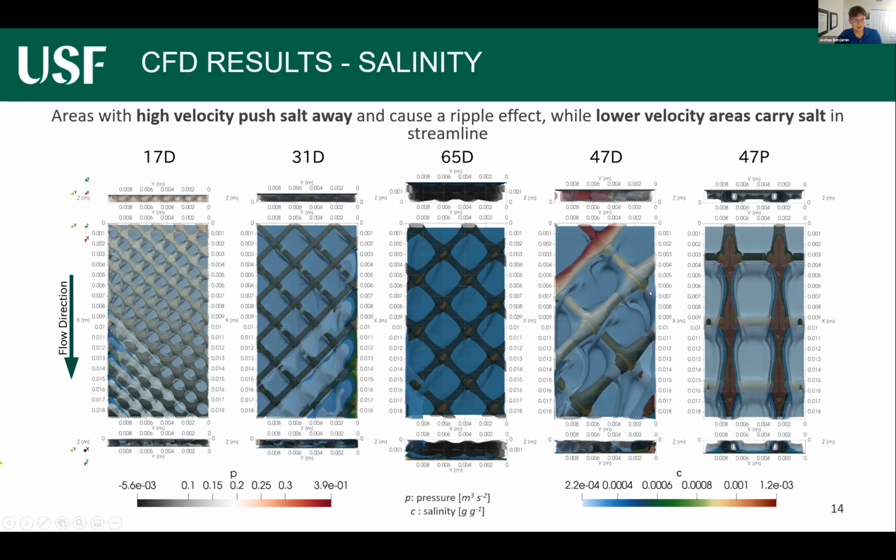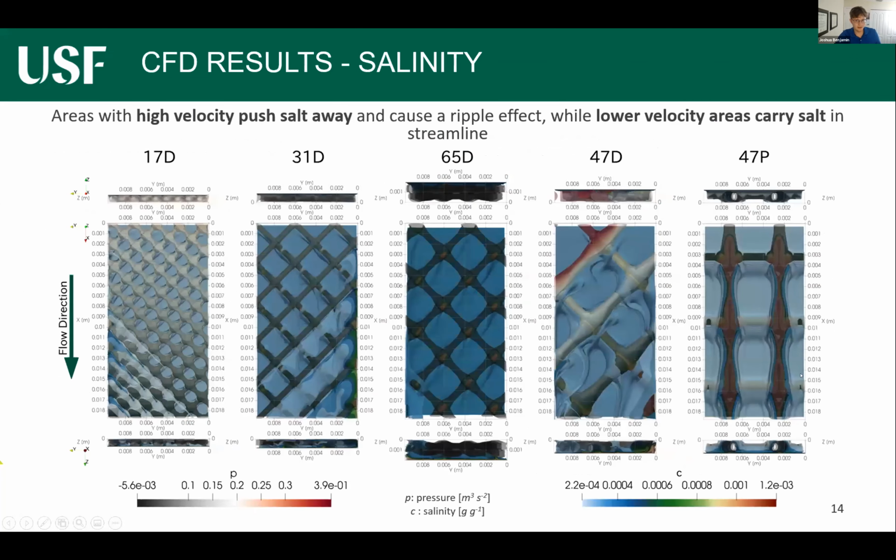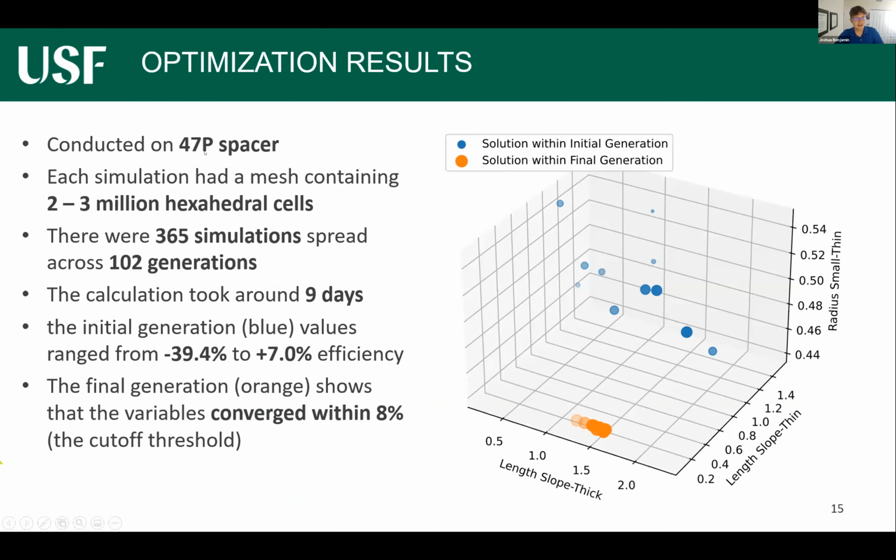So using these results, we then did the optimization, and we decided to do it on that 47P spacer, this one right here. And with the optimization, we had each simulation with the mesh containing about 2 to 3 million hexahedral cells. We did 365 simulations spread across 102 generations, and the calculation took about 9 days.